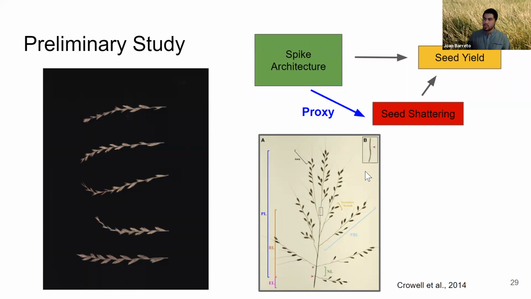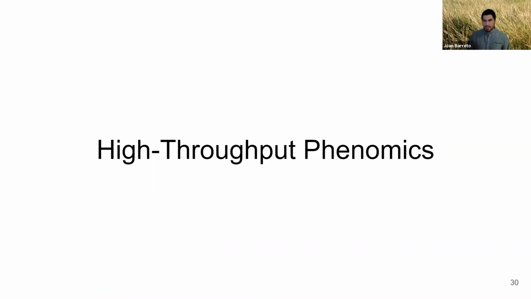This is an example for rice, a spike in rice inflorescence. I would then look at the length of all these parts, for example the distances, the length of this spike, the length of the branches, the number of florets, and a ton of morphological traits. But as you can imagine, if I do this, which would be accurate, it's still difficult because it will take too much time and it could be even more unfeasible than accurately measuring seed shattering. Luckily, high throughput phenomics has represented an option that can help us overcome this issue.